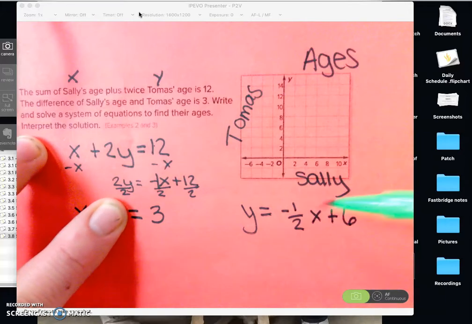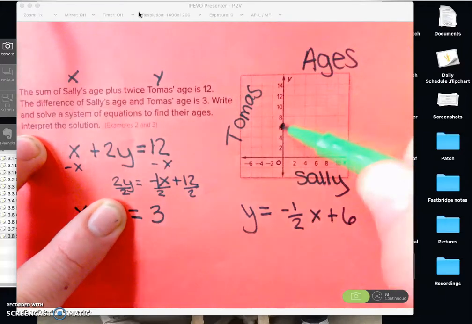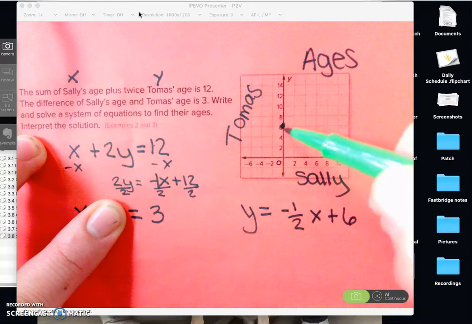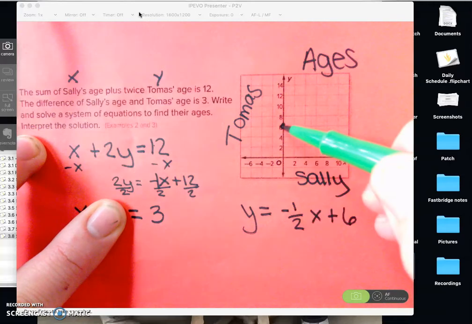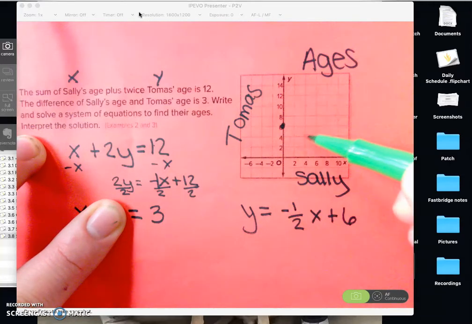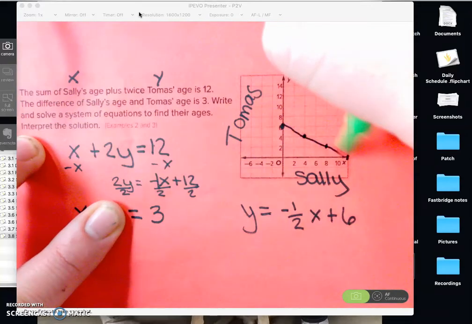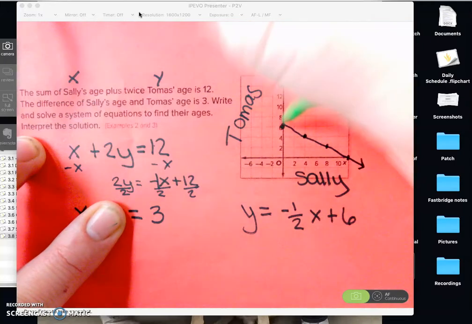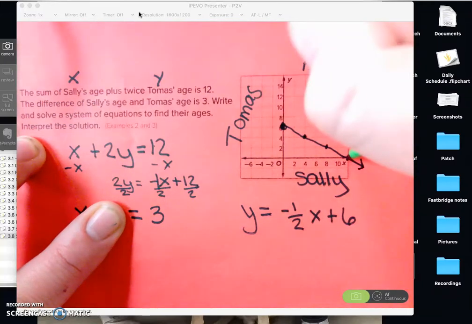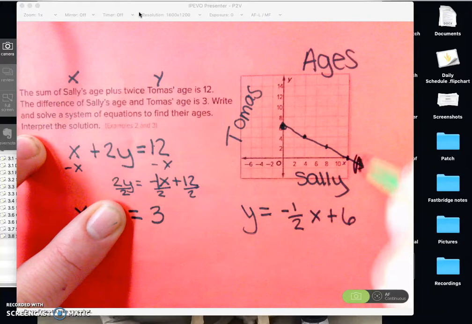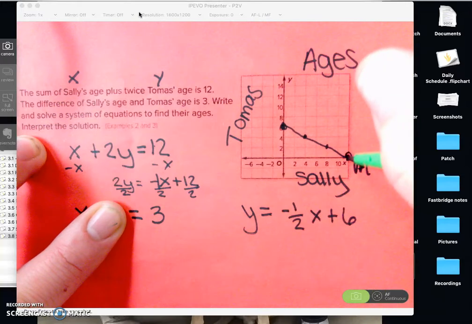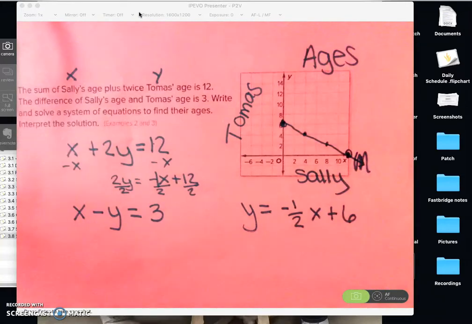So here I can go up to 6 and put a point, and now negative 1 means I go down 1 and to the right 2. Down 1 to the right 2. Okay? I have a line here. And actually, because ages can't be negative, we're going to put 2 dots here. We're just going to have our line segment.